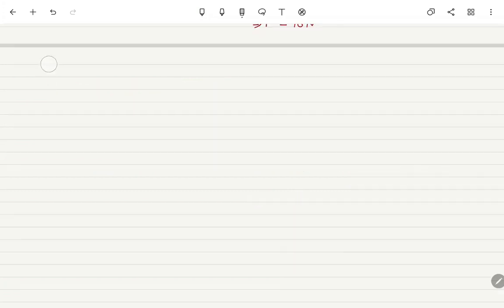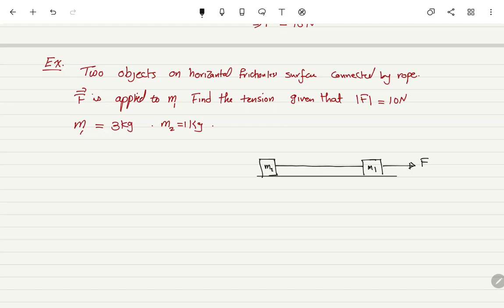Another example. Two objects on a horizontal frictionless surface connected by a rope. F is just applied on M1, as we can see here. Find the tension given that F equal to 10 newtons, M1 equal to 3 kilograms, M2 equal to 1 kilogram. Ignore the rope mass. Now to solve this, let's have a look at this diagram here.